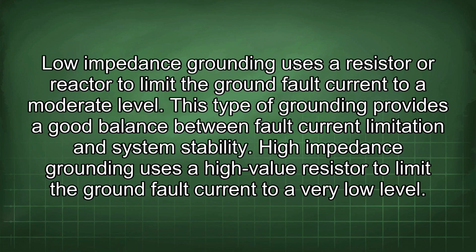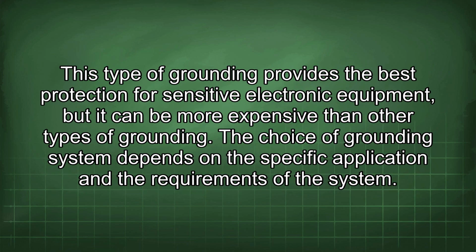High impedance grounding uses a high-value resistor to limit the ground fault current to a very low level. This type of grounding provides the best protection for sensitive electronic equipment, but it can be more expensive than other types of grounding. The choice of grounding system depends on the specific application and the requirements of the system.